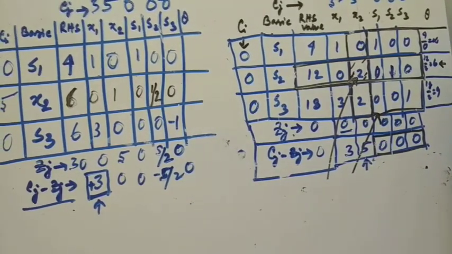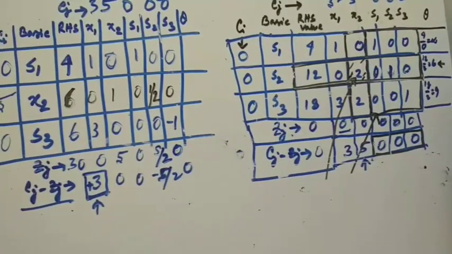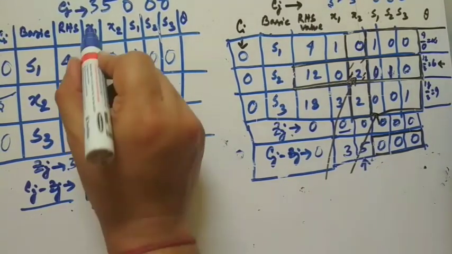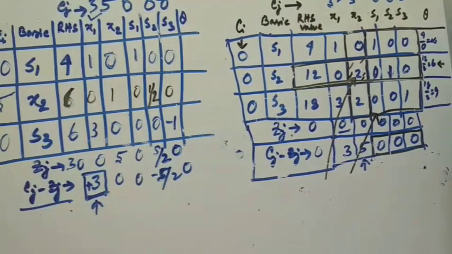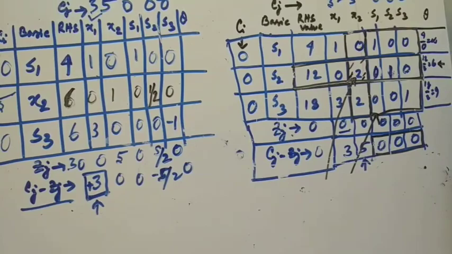Now, the similar method we will apply to construct the third table. For constructing the third table, we have to find the key column. So look, the maximum positive value is this one. So this will be the entering variable. X1 will be the entering variable, and this corresponding column is known as the key column.